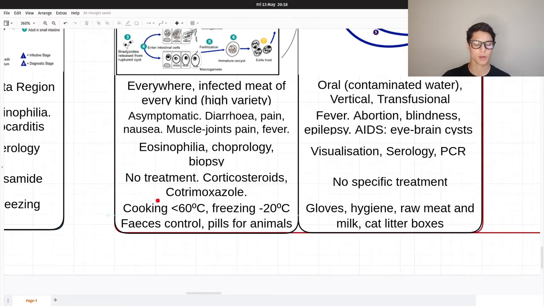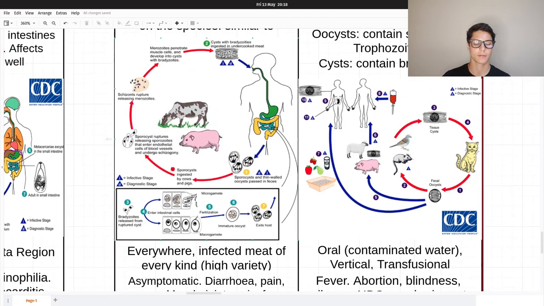And the prophylaxis is, well, cooking and freezing, feces control, and giving pills to the animals. Because if the animals don't develop the cysts, the cycle cannot close and we are not going to get infected.